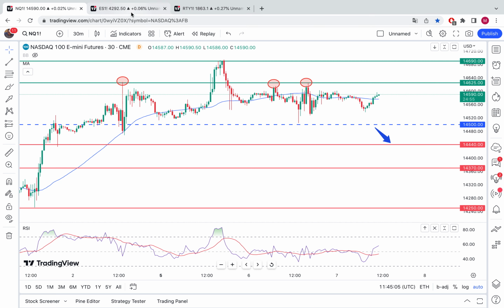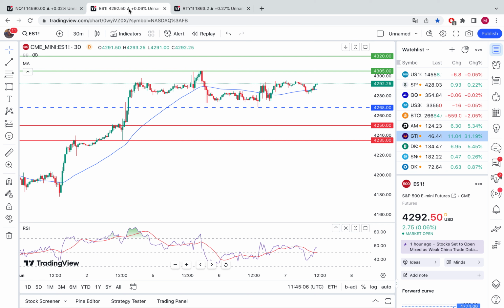Well, with the S&P it will be the same story, the same picture. 4,268 will be the level. Above it you buy, below it you sell. As long as the S&P is above that level, expect the next target at 4,305. Above it, it will be 4,320. It means, guys, if you buy and you see here that the S&P has more momentum, more strength to go up, expect the next target to sell at 320.